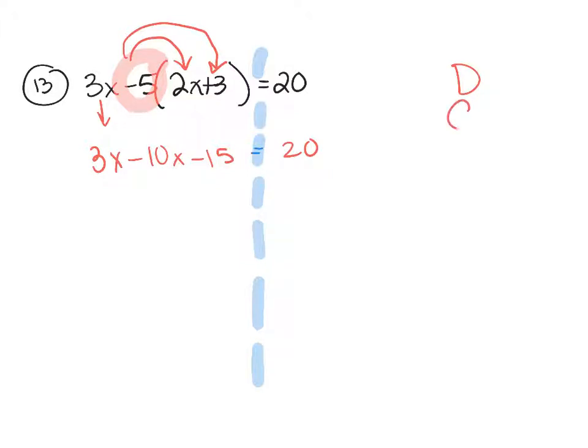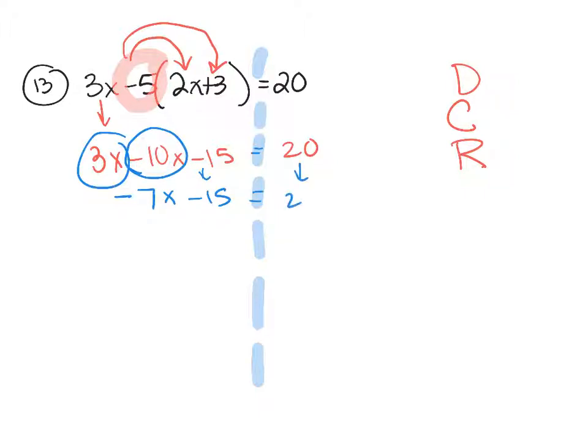Step 2, combine like terms. 3x and negative 10x combine to give you negative 7x. We always rewrite what doesn't change, so I'm going to rewrite that minus 15 and I'm going to rewrite that 20.